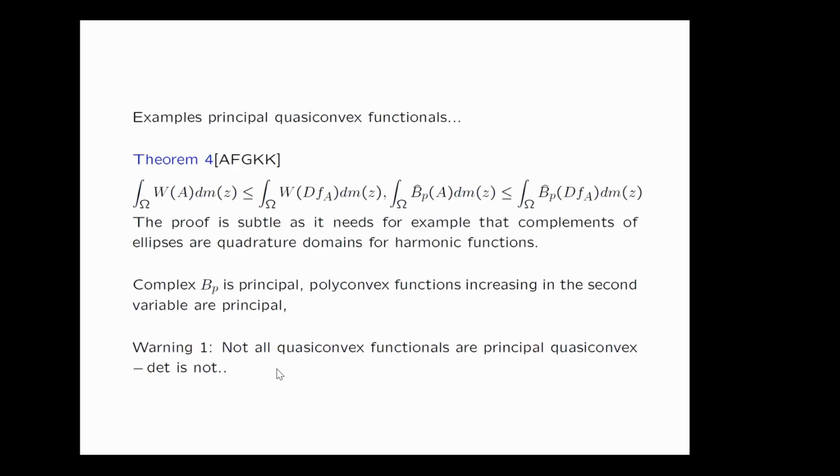And okay, first you can show that both BP and WV are principal quasi-convex, and there are many others. Many polyconvex functions are principal quasi-convex. But for example, the determinant is not principal quasi-convex. So minus determinant is, determinant not. Okay. So it's not true that all quasi-convex functions are principal quasi-convex, but many of them are.